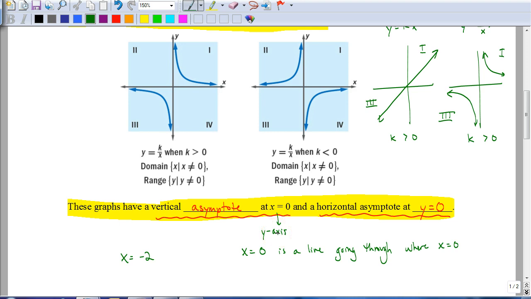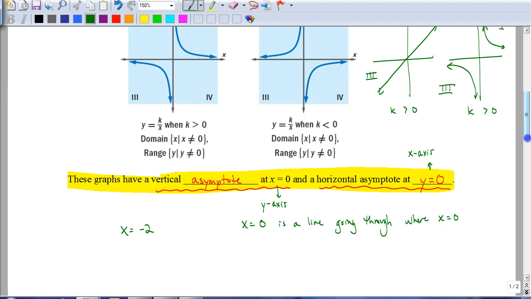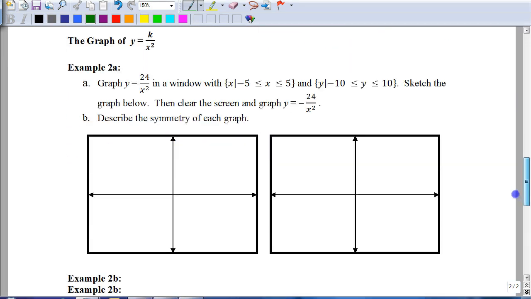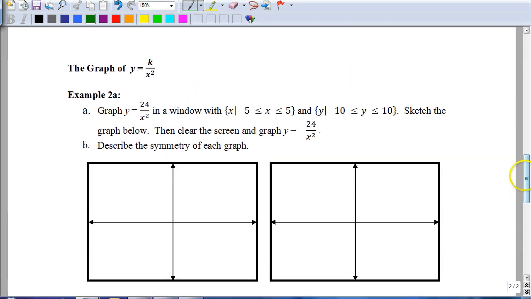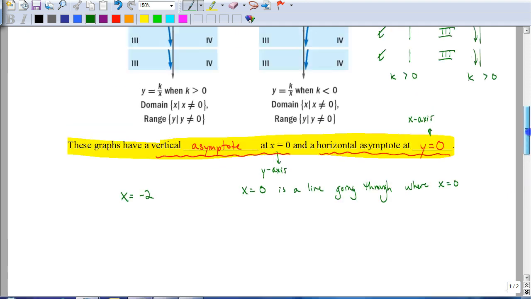The same thing with the horizontal asymptote. When it says a horizontal asymptote at y equals 0, that's referring to the x-axis. We can have a horizontal asymptote here, and again, that's where y equals 0. Make sure you understand that, because you will have questions about it on the test and even on the future quiz.